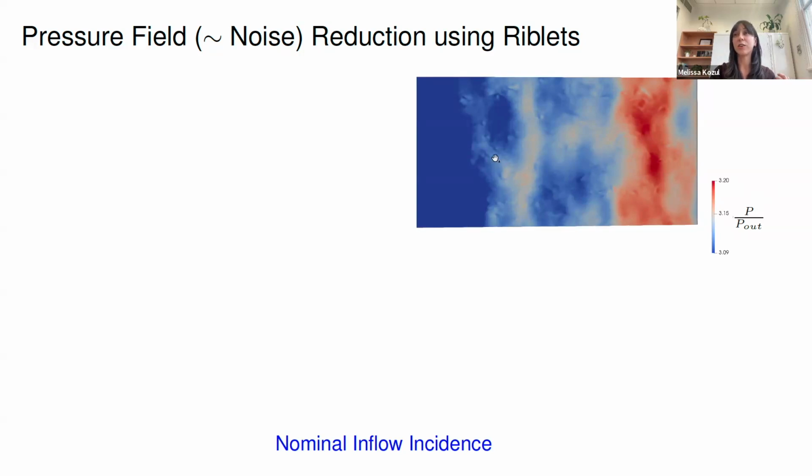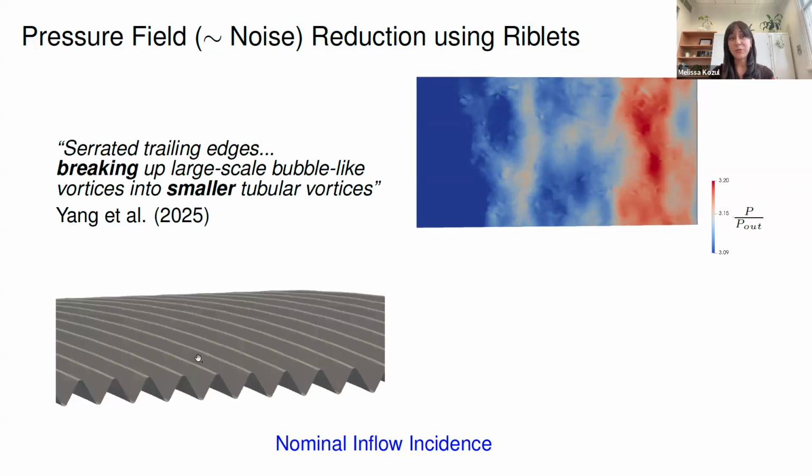And so if we look at the pressure over the back end of the smooth blade surface, it looks like this. And then the idea we've seen from the literature is not a riblet, but a serrated trailing edge, something that looks like a triangular edge on the back end of a blade. It has been tried in the literature and serves to break up larger scales, larger structures in the flow, and reduce them into smaller vortices, smaller structures. And they found that they were able to reduce the noise level in their case.